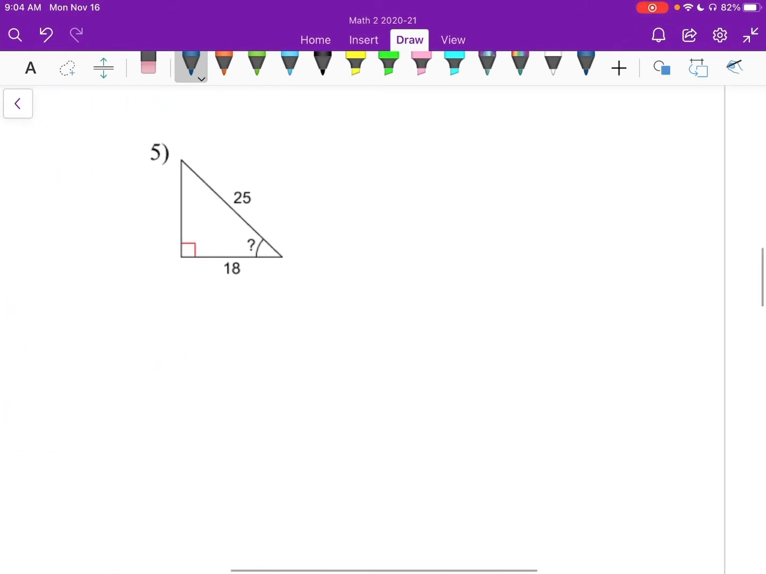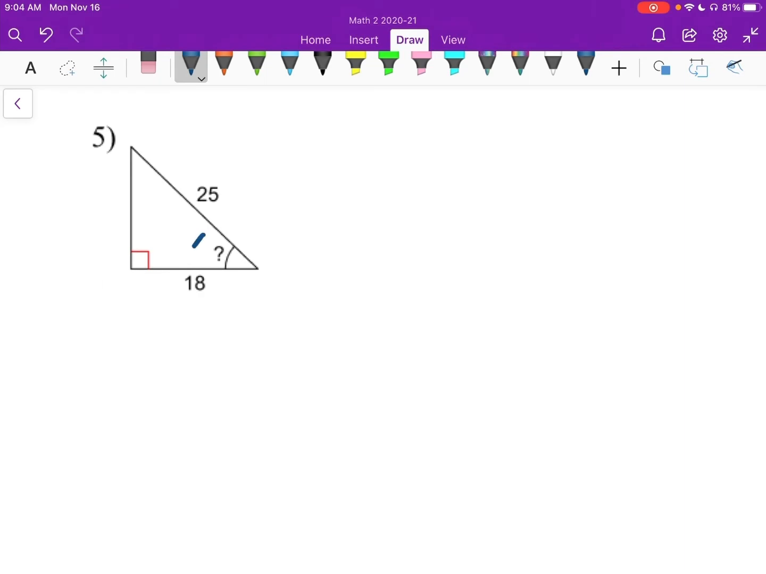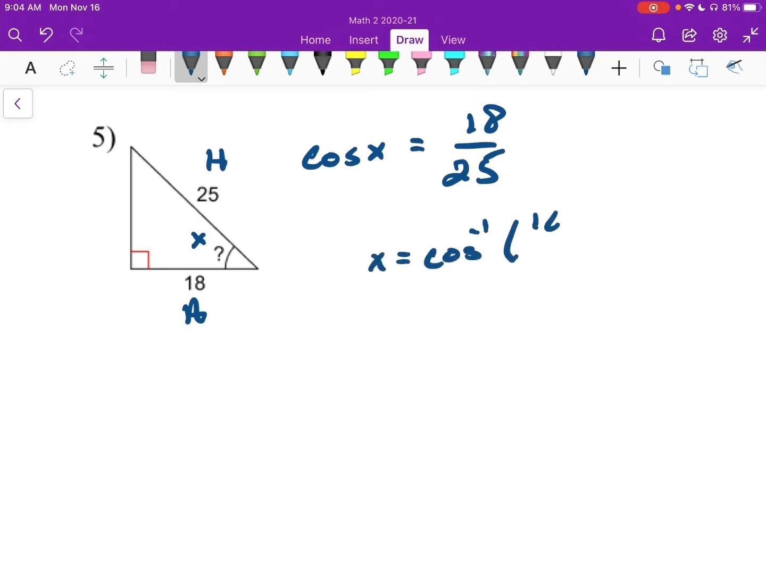All right, number 5. Here's my variable, here's the side adjacent, here's the hypotenuse. That's going to be adjacent and hypotenuse is cosine. So I say, well, cosine of x is 18 over 25. And after you do these problems enough, this step that I just wrote can probably be just skipped, and you can go straight to, well, x is cosine inverse of 18 over 25. Right? Don't make the problems harder than they need to be.